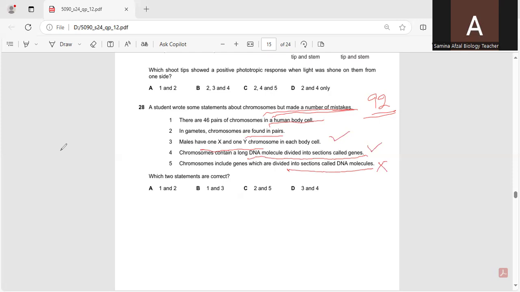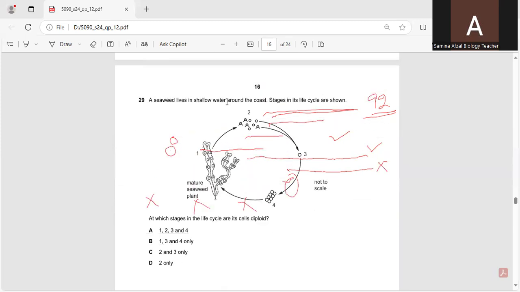So, statement number 3 and statement number 4 are the correct statements. So, in this way, I would like to say that D is the correct answer. A, B, and C are not the correct options. So only D is the correct option. Now we will move towards the next question, which is question number 29.